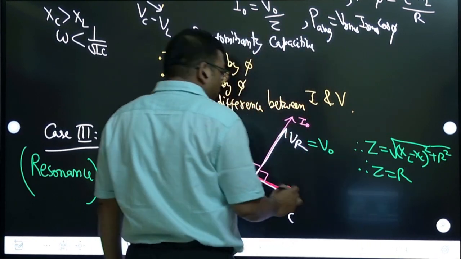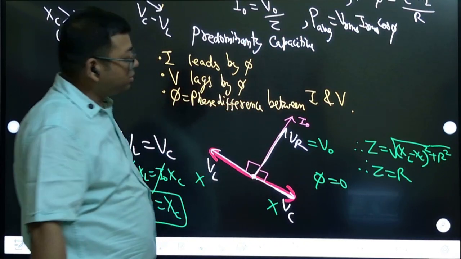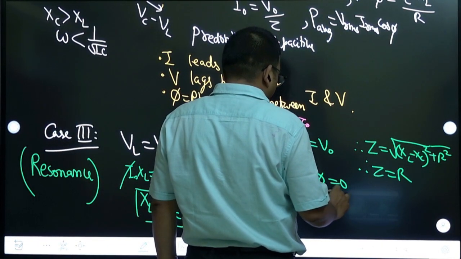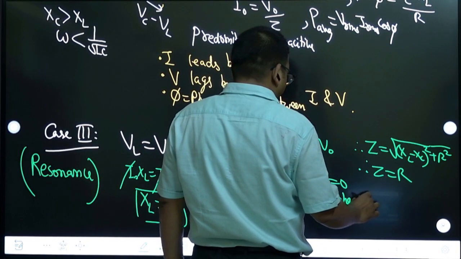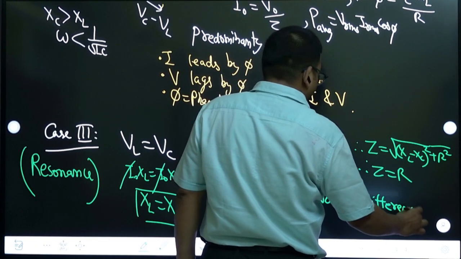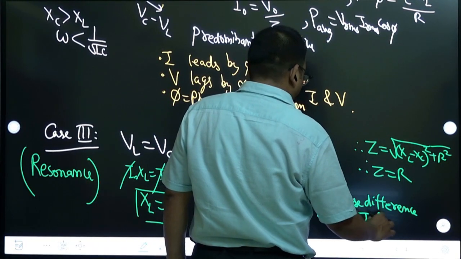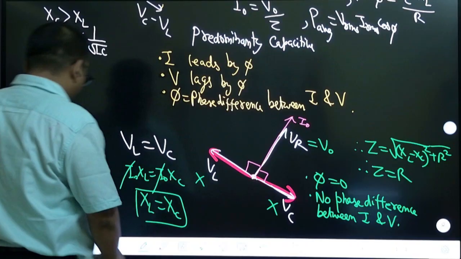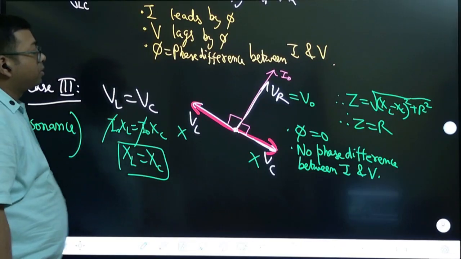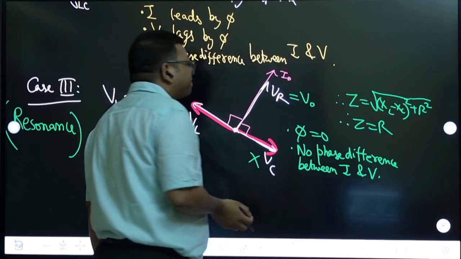So here phi is going to be 0. Note that current and voltage are in the same phase. No phase difference between current and voltage. That's what happens here.